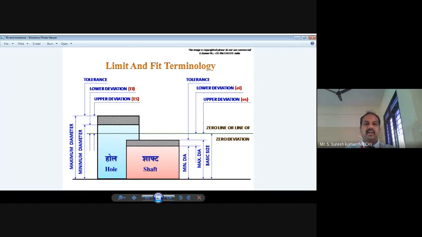So tolerances are classified as standard tolerance and normal tolerance. What is meant by standard tolerance? The standard tolerances for various grades are given in the design data book. Some tolerance grades are given for various manufacturing processes. For example, tolerance grade 16. What is meant by 16? It is used for manufacturing processes that can produce sand casting and flame cutting.